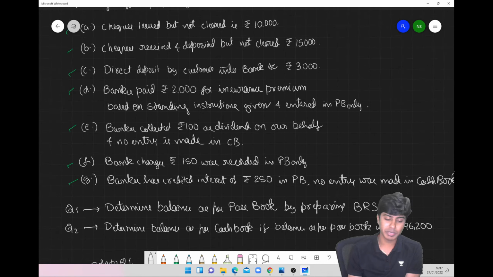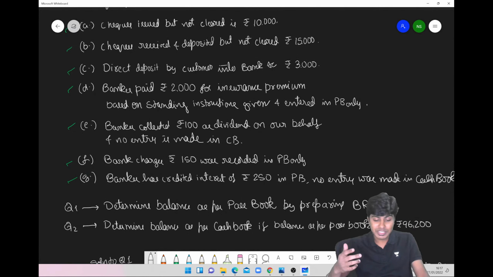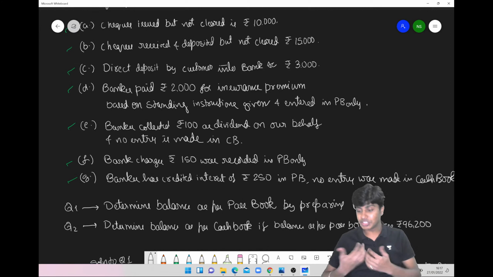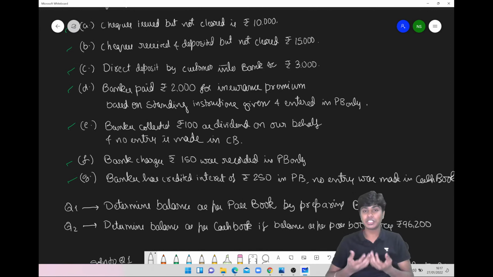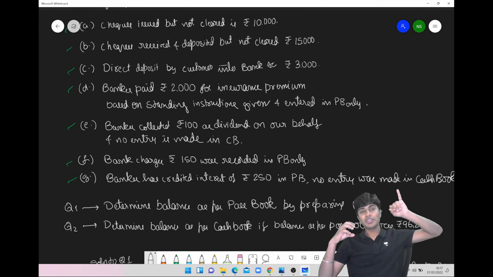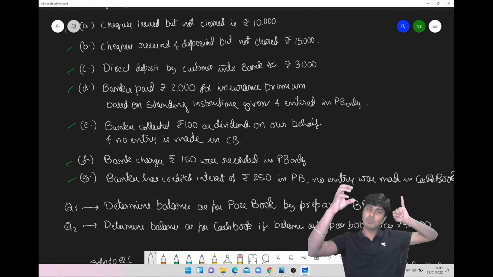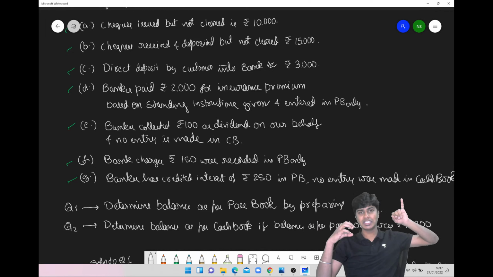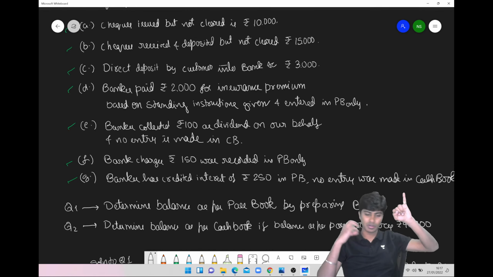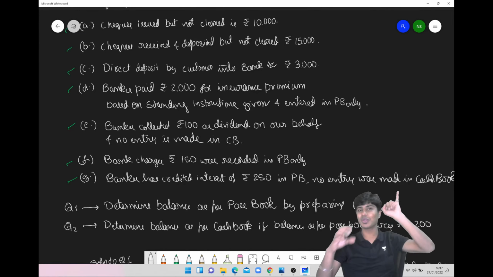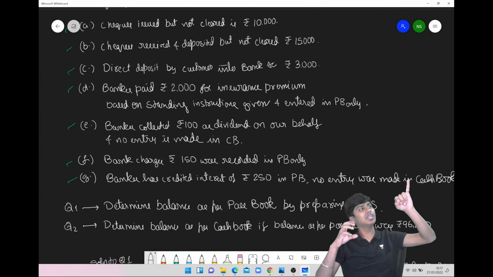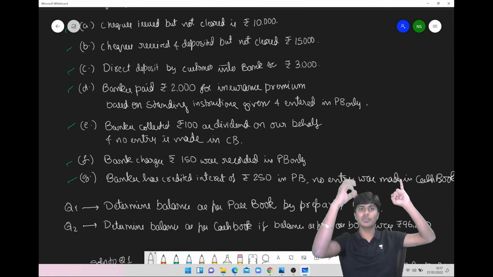Checks issued but not cleared. When the checks were issued, balance as per cash book decreased. When the checks get cleared, balance as per passbook would decrease. But as of now, checks have been issued because of which cash book has decreased, but checks have not been cleared because of which passbook has not decreased. So you cannot see the difference.